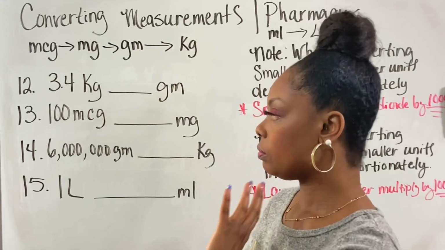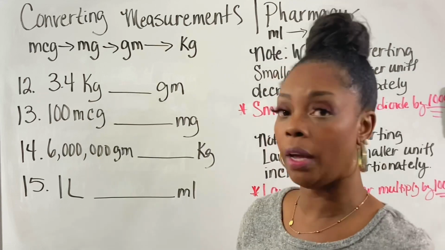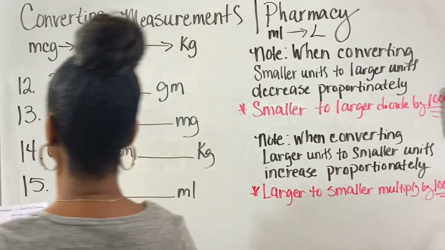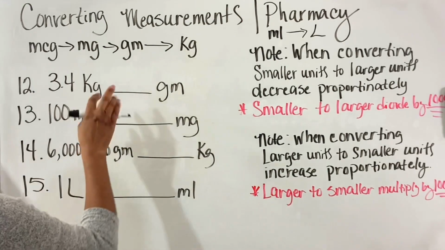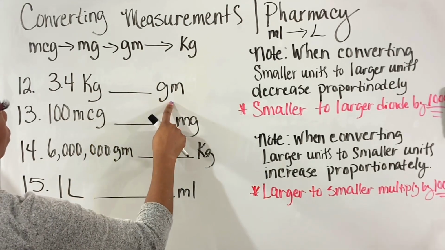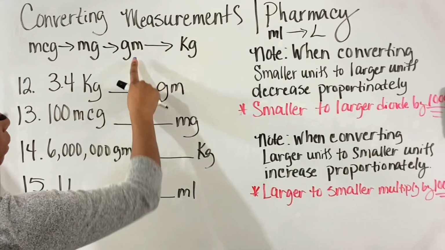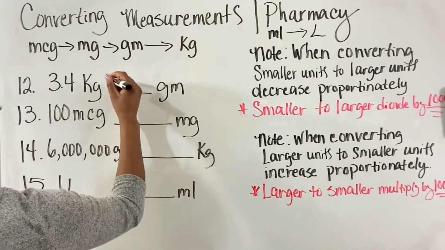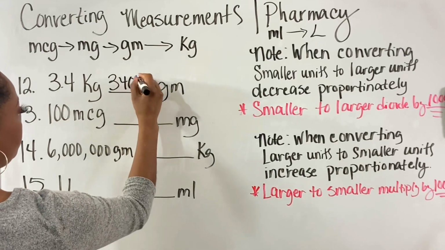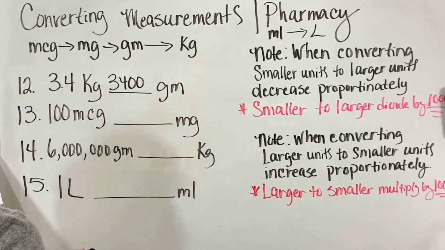All right, let's finish these last few and we will be done. Okay, so we have kilograms to grams, so that's going to be larger to smaller. Larger to smaller, we're going to multiply by 1,000, so that's going to be 3,400 grams.